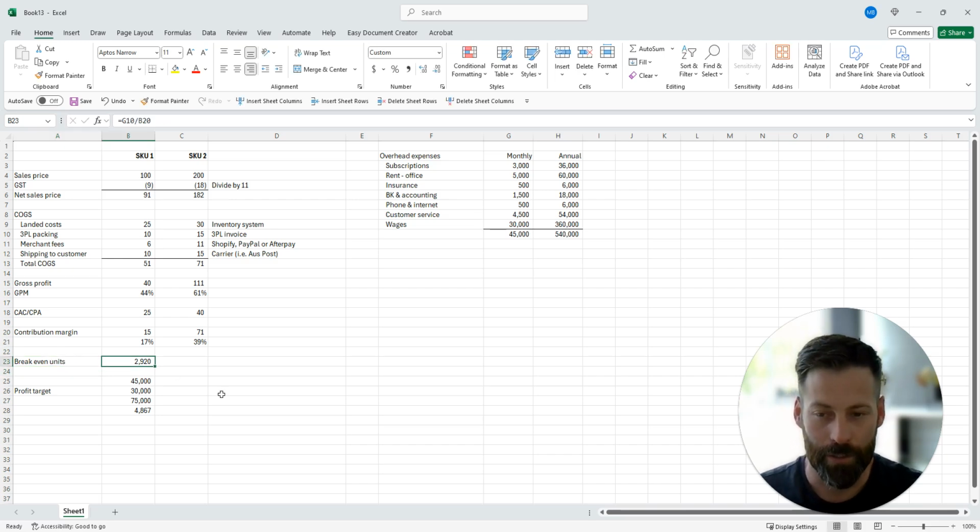So by understanding your unit economics, you get an appreciation for what your break even is, and that's to cover costs, and you also get an understanding of what your unit sales are required in order to cover your costs plus make the profit target that you want to meet.